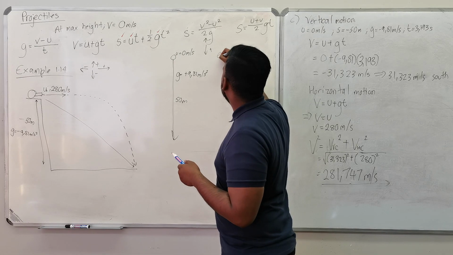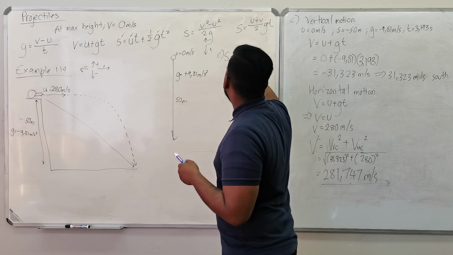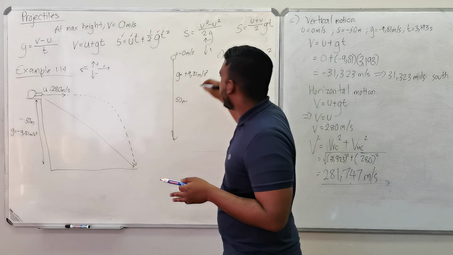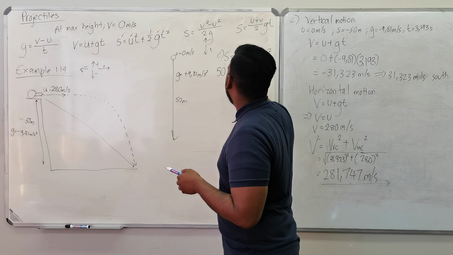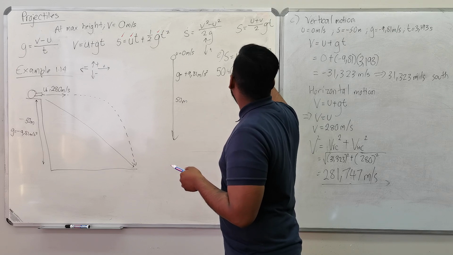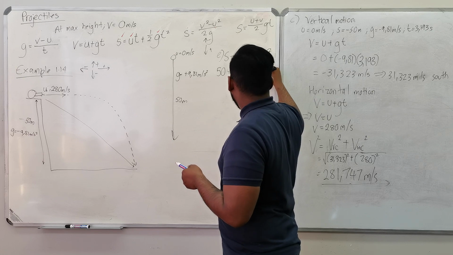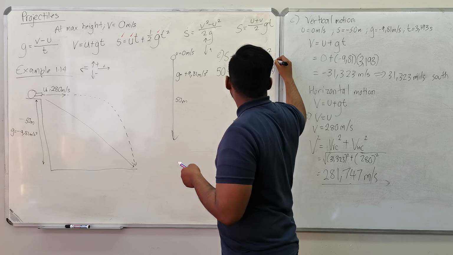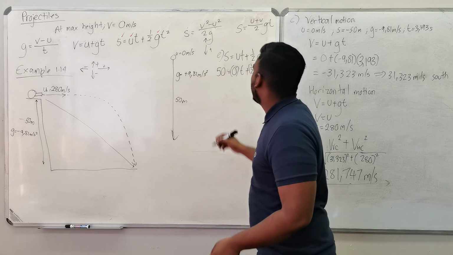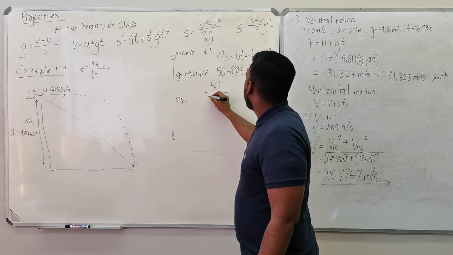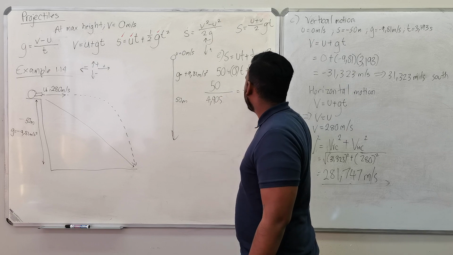Okay, so this is E. S is equal to UT plus half GT squared, right? This value here will be 50 equal to 0 times 10 plus half times minus 9.81, positive, squared, T squared. Right? This will be 50 divided by 4.905 equal to T squared.